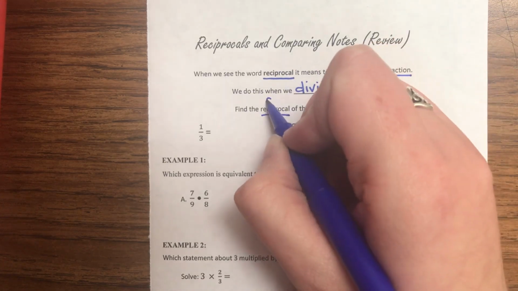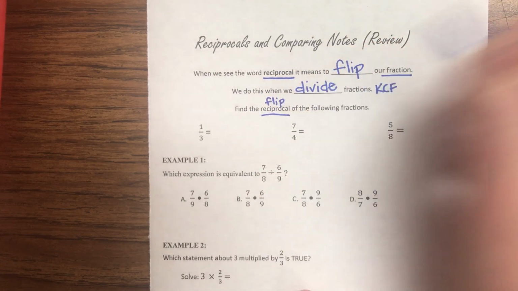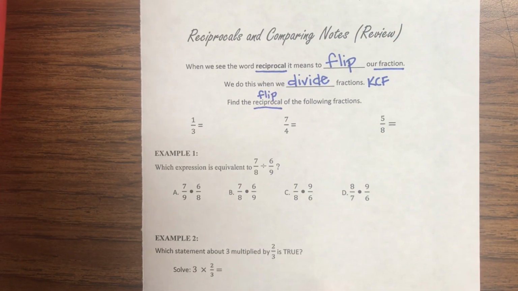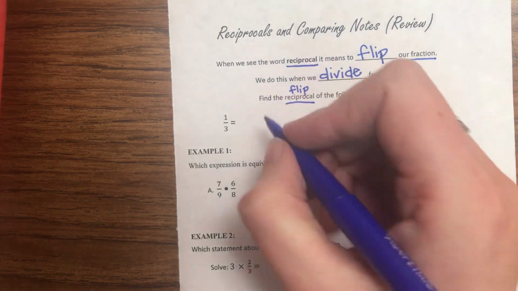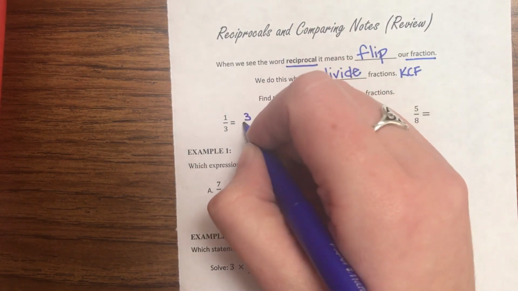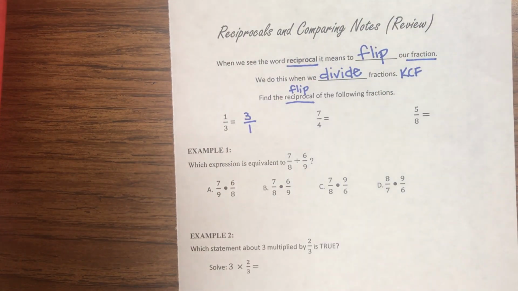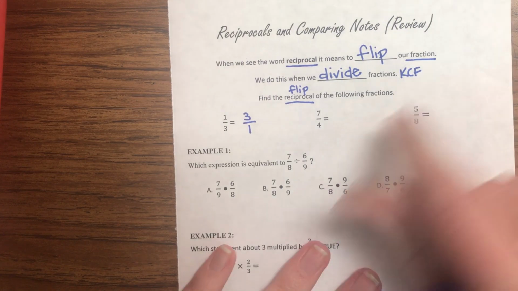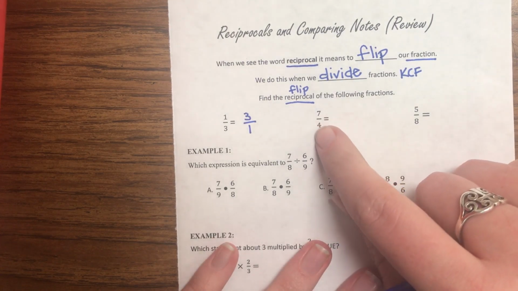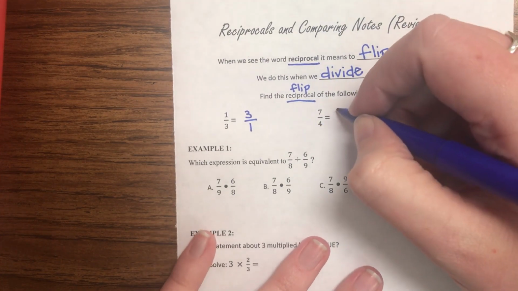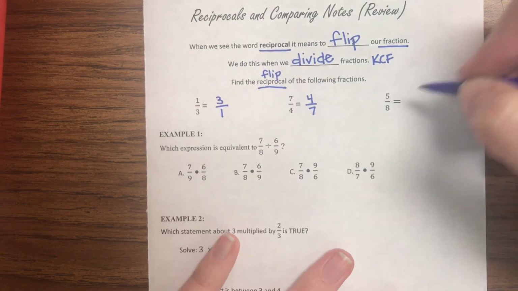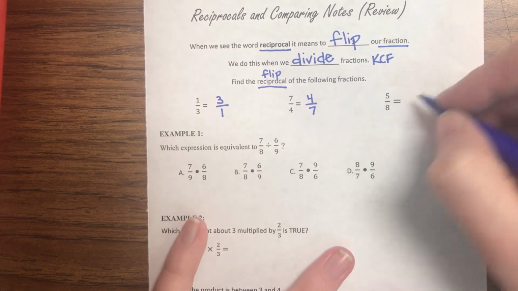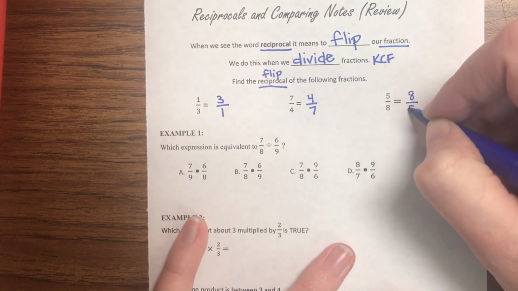So to practice, it says find the reciprocal. Reciprocal means to flip again. So find the reciprocal of the following fractions or flip the following fractions. So if I have 1/3, if I'm going to flip 1/3, I just take my top and my bottom numbers and I switch them. So now that's 3/1. If I have 7/4, I'm going to flip it, and that's 4/7. Okay. And then if I have 5/8, I then have 8/5.